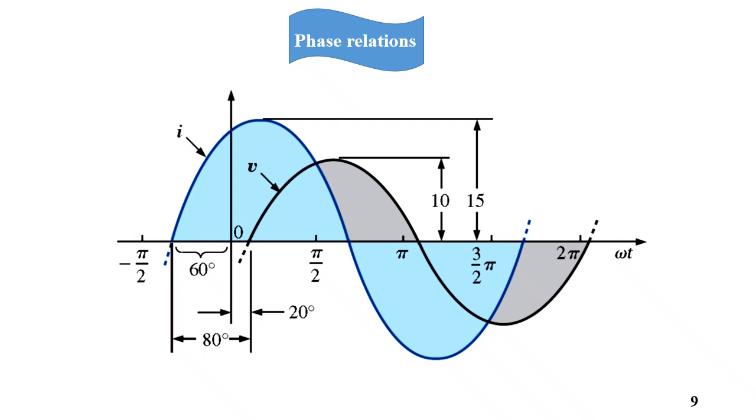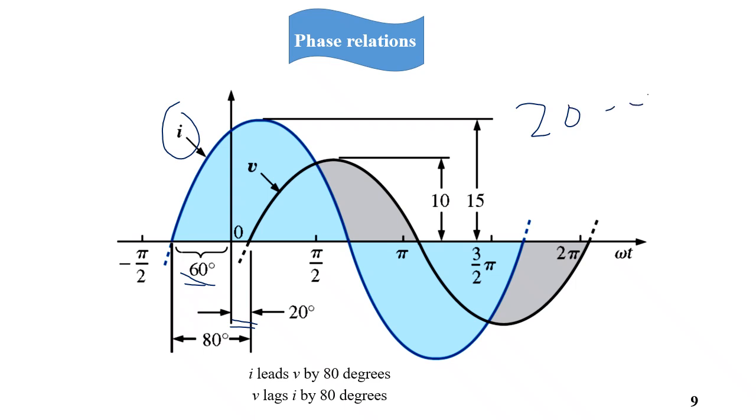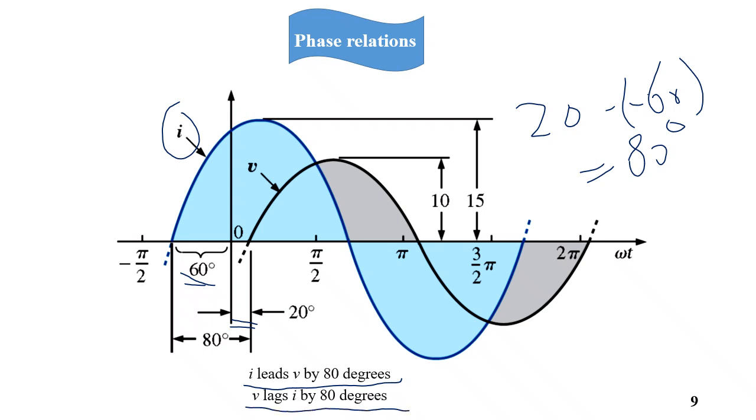For the waveforms here, we have the current beginning at an angle of negative 60, and the voltage begins at angle positive 20. Then we have a phase shift between these two waveforms equals 20 minus negative 60, which is equal to 80 degrees. Then the waveform of the current leads the voltage by 80 degrees, or the voltage lags the current by 80 degrees.